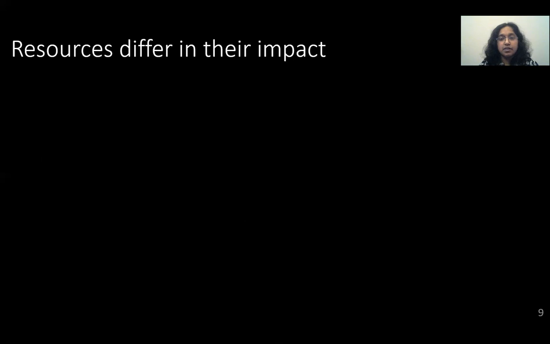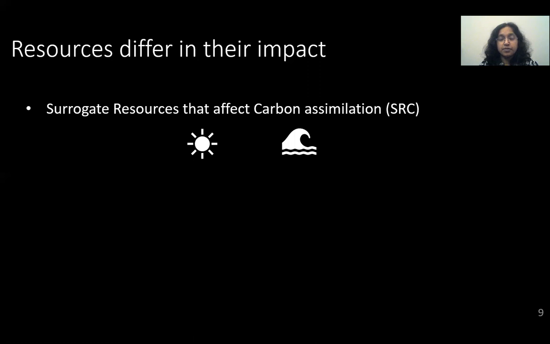As I mentioned earlier, resources differ in their impact on plants and herbivores. Therefore, we decided to define three broad categories of resources which can describe a vast majority of resources. Since most life on Earth is carbon-based, we assume that one of the resources must be carbon or a surrogate resource for carbon assimilation, such as light or water availability. These surrogate resources, abbreviated as SRC, are taken up by plants and used during photosynthesis to fix carbon with some efficiency. The fixed carbon can then be used for metabolic function or for structural support.